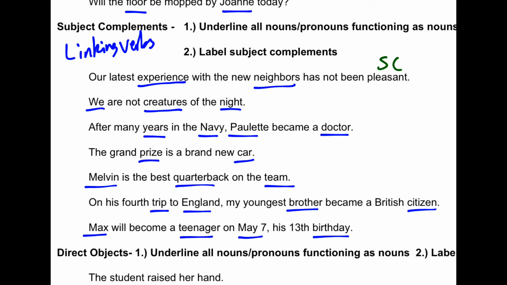That describes the neighbor. Creatures describes we. Doctor describes Paulette. Car is the subject complement that describes the prize. Quarterback describes Melvin. Citizen describes brother. Teenager describes Max.